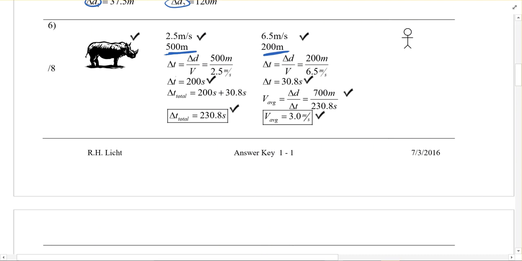Just using our formula, we can figure out the time for part 1 is 200 seconds. The time for part 2, when he starts going faster, he, or she, I guess it's he, if you figure it out, is going to be 30.8 seconds. Add those 2 together to get your total time, and that's how long they have to get into the vehicle. Then you can figure out the average velocity by taking the total distance and dividing it by your total time.